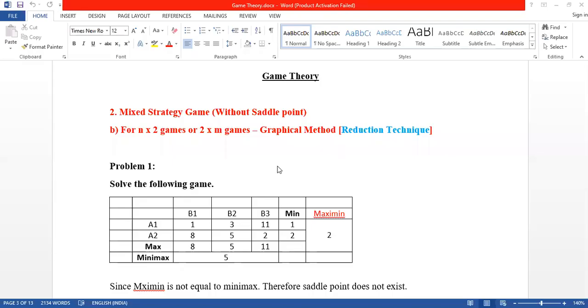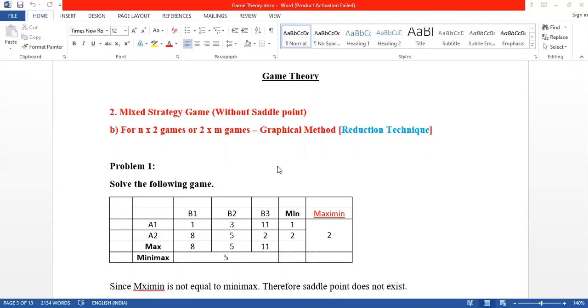This session is on game theory. We had discussed pure strategy games in our first lecture of game theory. The second category, mixed strategy games, we discussed in our last session. If we recall, the problem we discussed was of a 2x2 matrix. It was a mixed strategy game, which means a saddle point did not exist. Once we confirmed that it was a mixed strategy game, we even checked that it is a 2x2 matrix, meaning both companies have two strategies each.